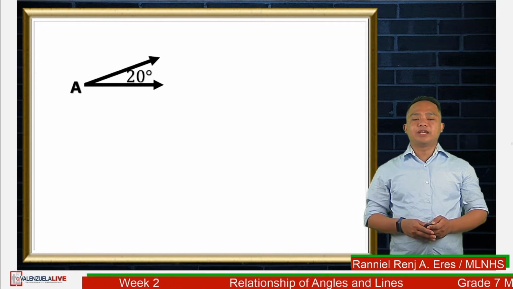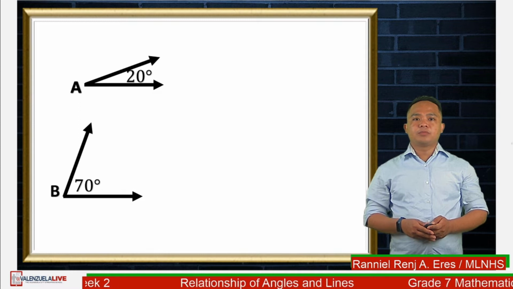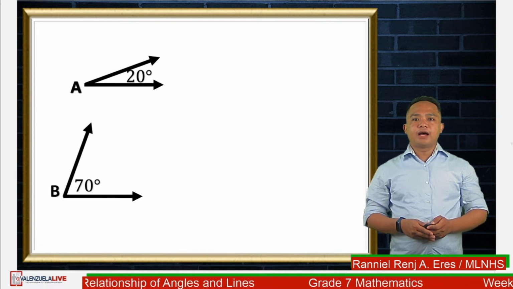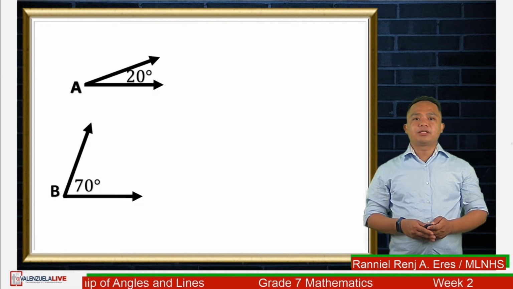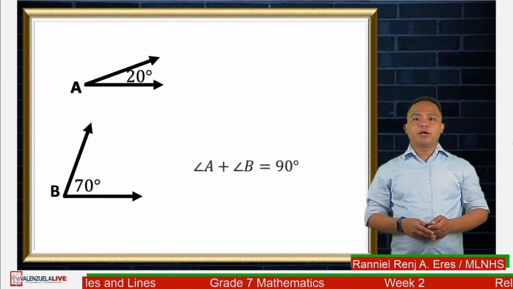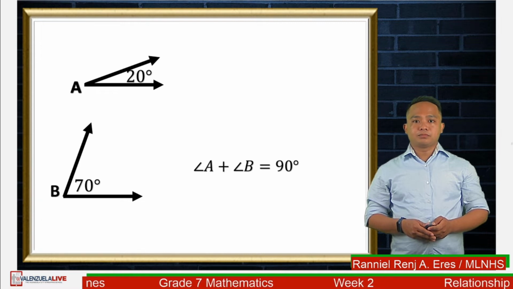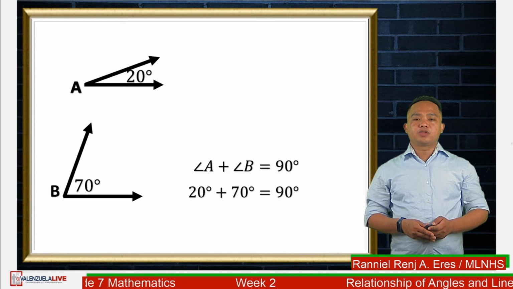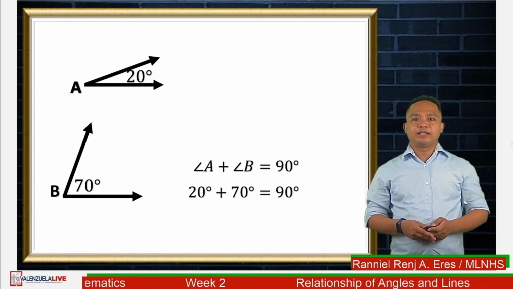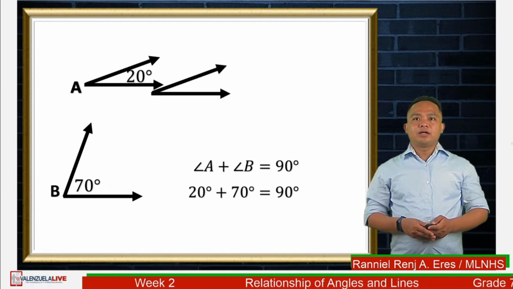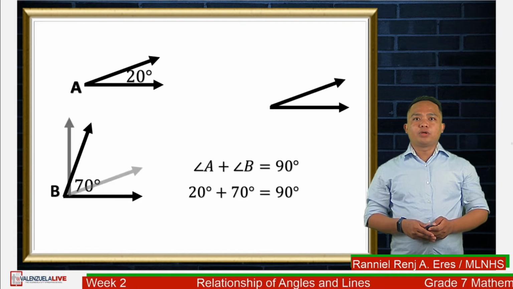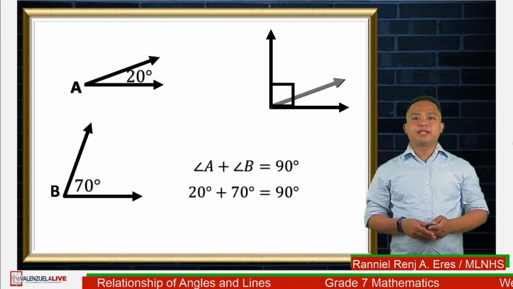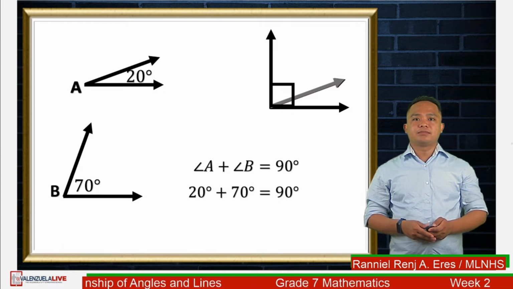Let's analyze the given example. Observe that angle A is equal to 20 degrees and angle B is equal to 70 degrees. And if we combine them, the sum would be equal to 90. Okay, so 20 plus 70 is equal to 90. So we can say that if we combine the figure, we will form a right angle. So we can say that they are also complementary angles.